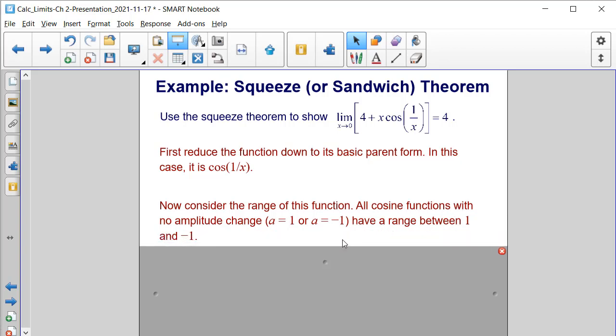All cosine functions with no amplitude change, meaning there's no coefficient in front of cosine, will have a range between -1 and +1. Now, if you had a coefficient of, say, 2 in front of this, then your values would be between 2 and -2.